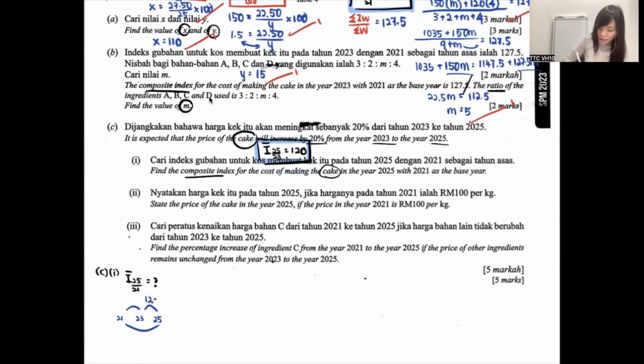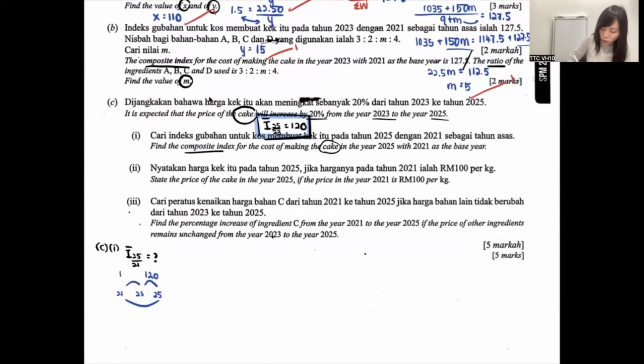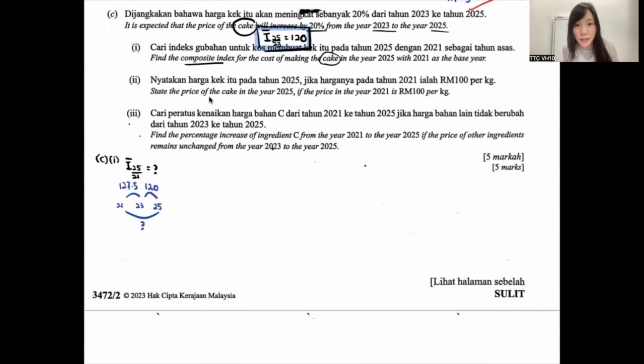So 23, 25 is 120. The connection is on the right eye, so the right eye is 120. Next, you also know 21, 23 is 127.5, the left eye. Now you want to find 21, 25, the mouth part. So how do you find the mouth part? Use the smiley face method. Always remember the bottom one, I call it the mouth, C. It's always equal to the left eye times the right eye divided by 100. So 127.5 times 120 divided by 100. Are you getting 153?